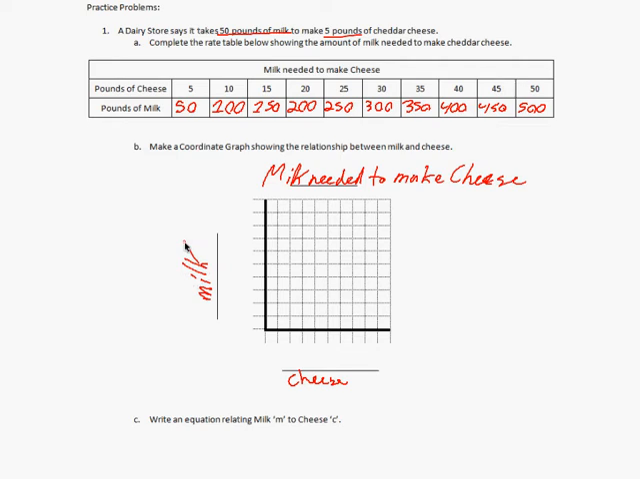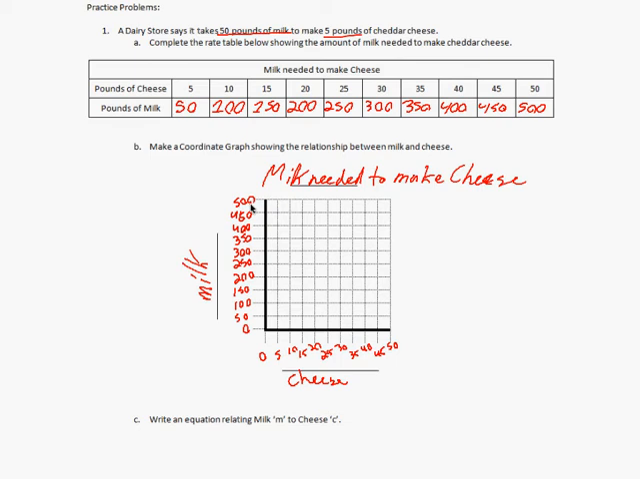Cheese, might as well count it by fives. So we have 0, 5, 10, 15, 20, 25, 30, 35, 40, 45, 50, that's as high as we need to go. Pounds of milk, we'll count it by 50s, so we get exactly as high as we need to go. So 0, 50, 100, 150, 200, 250, 300, 350, 400, 450, and 500.